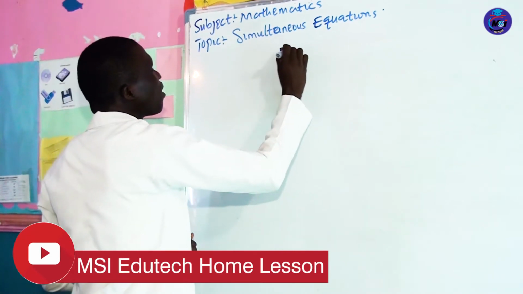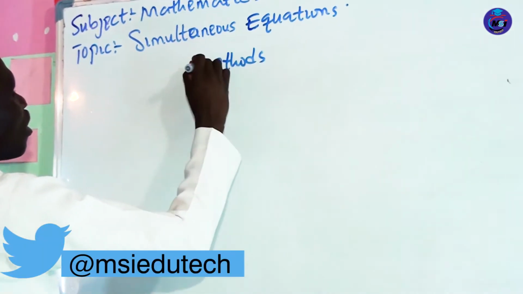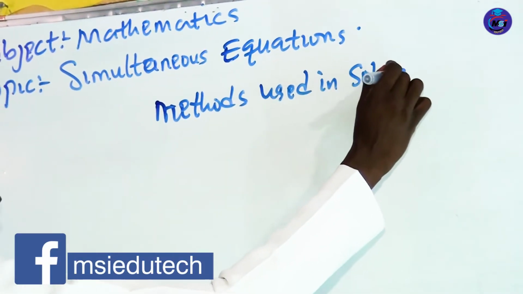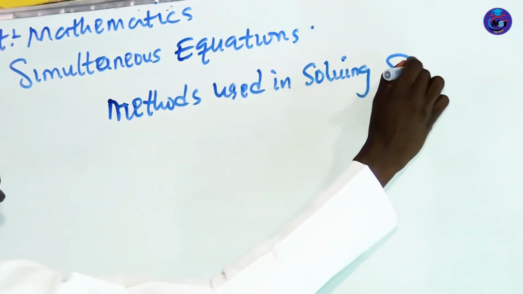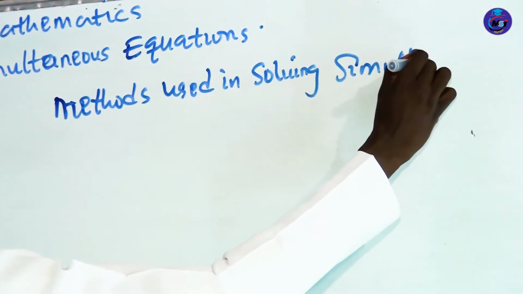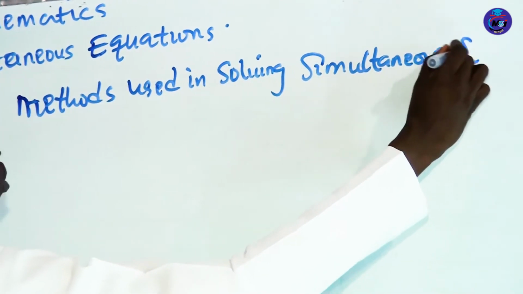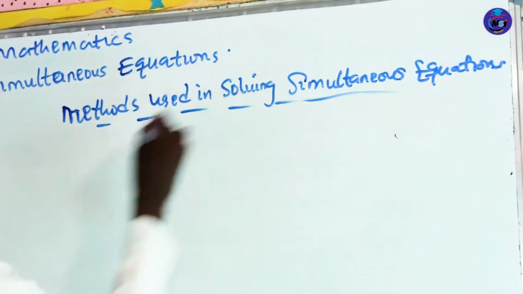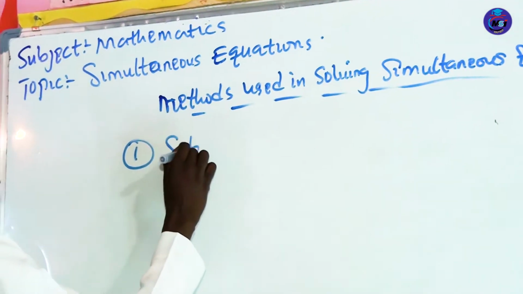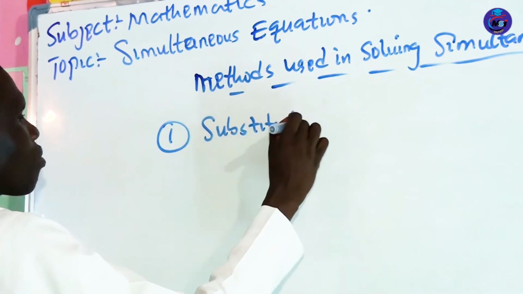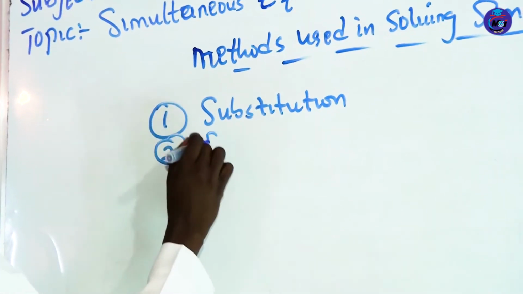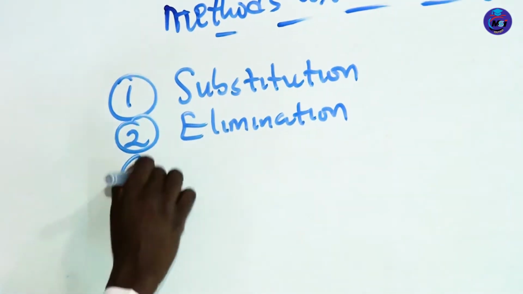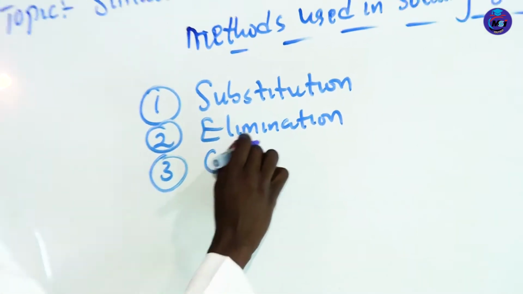We have methods used in solving simultaneous equations. What are these methods? Number 1, substitution method. Number 2, elimination method. Number 3, graphical method.